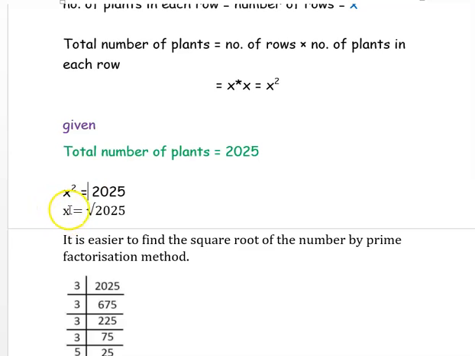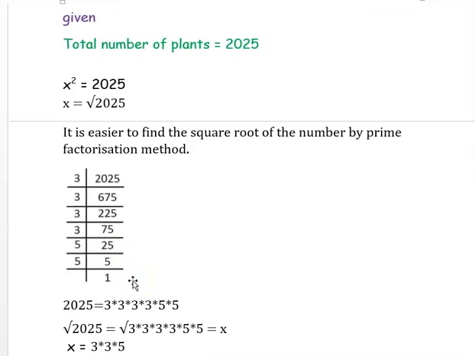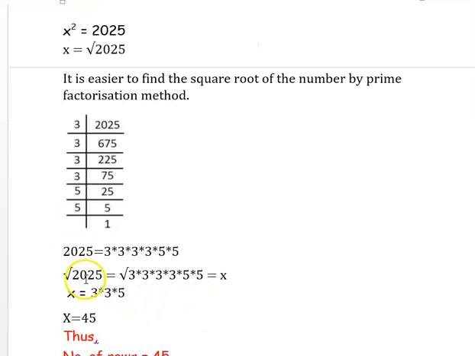Now we want to find x, so we have to take the square root of 2025. It's easier to use the prime factorization method to find the square root. First I divide by 3 and get 675, which divided by 3 gives 225, which divided by 3 gives 75, which divided by 3 gives 25. Divided by 5 I get 5, which divided by 5 gives 1. Now I write the prime factors of 2025, that is 3 into 3, 3 into 3, 5 into 5. I have written them inside the square root, which will be x.